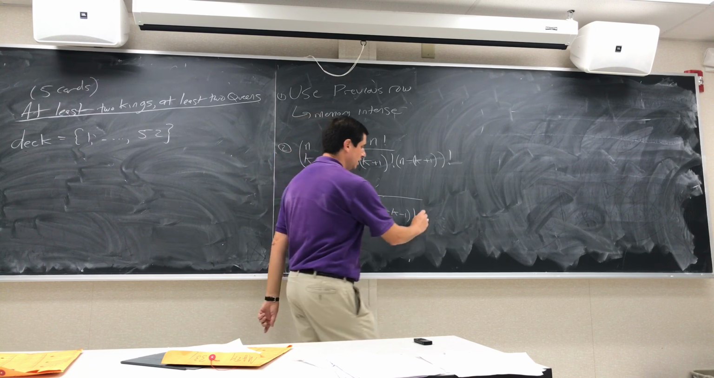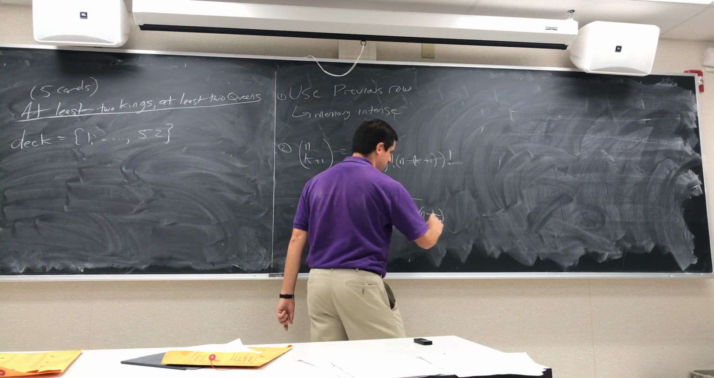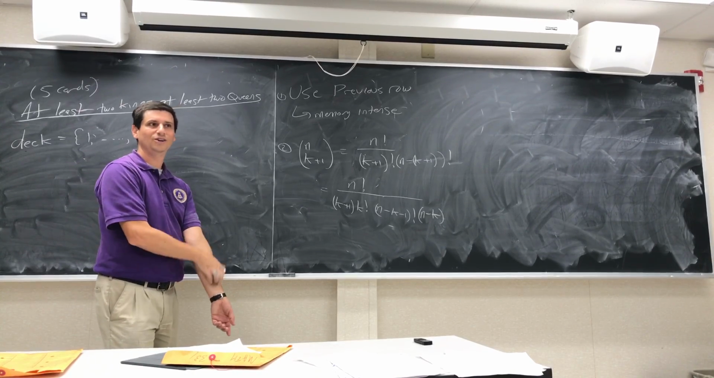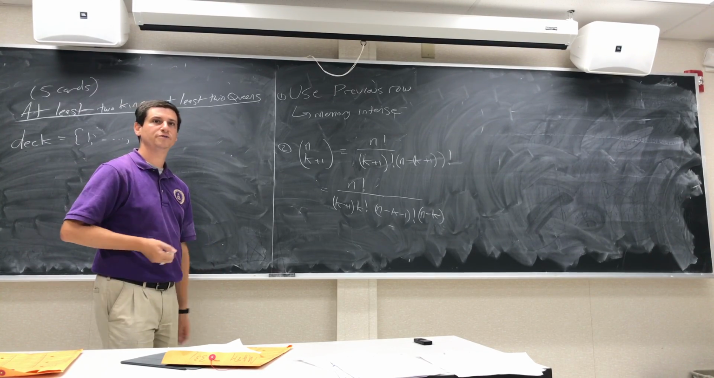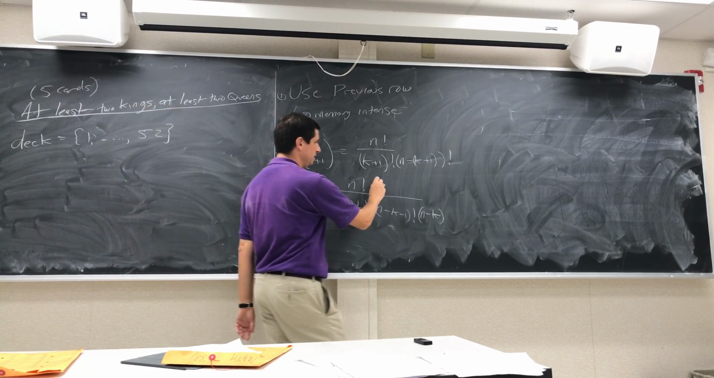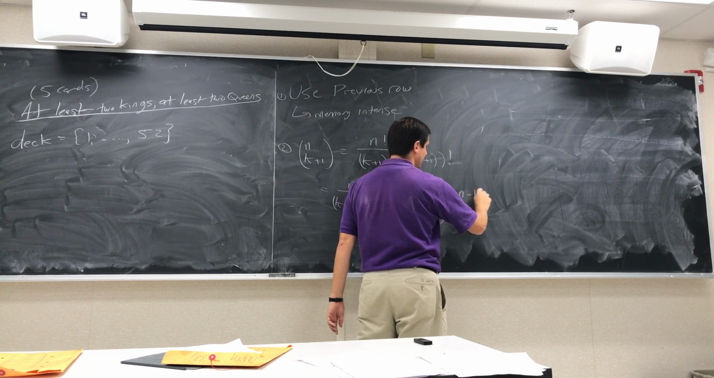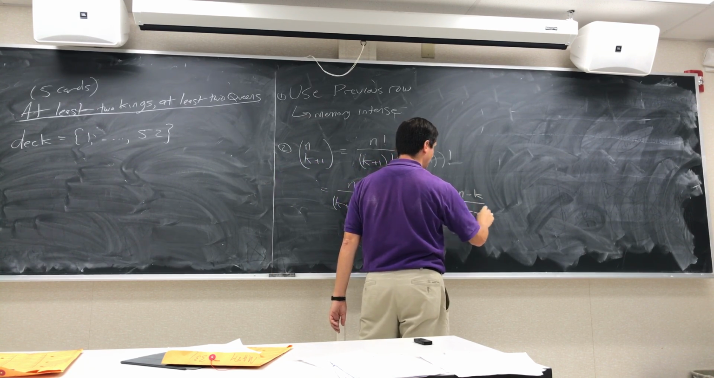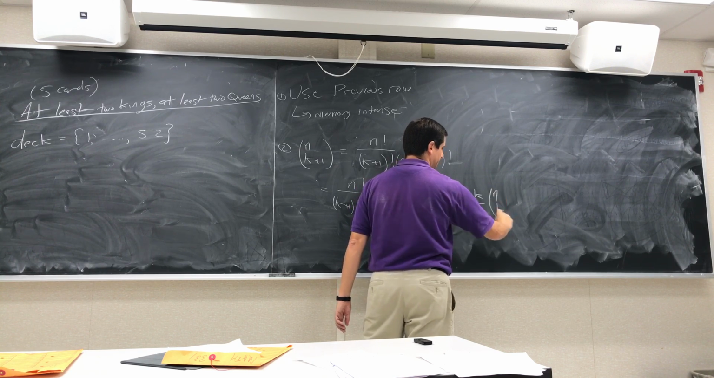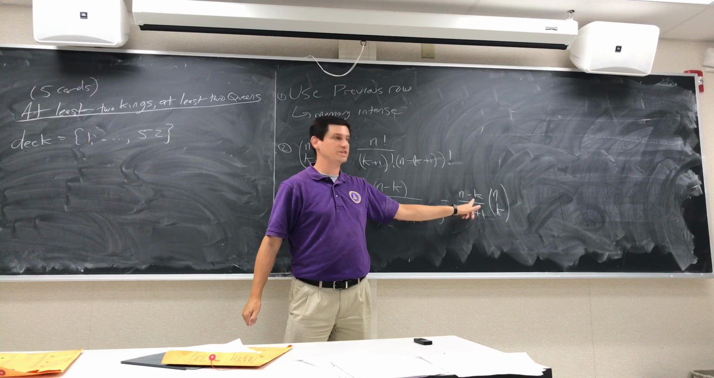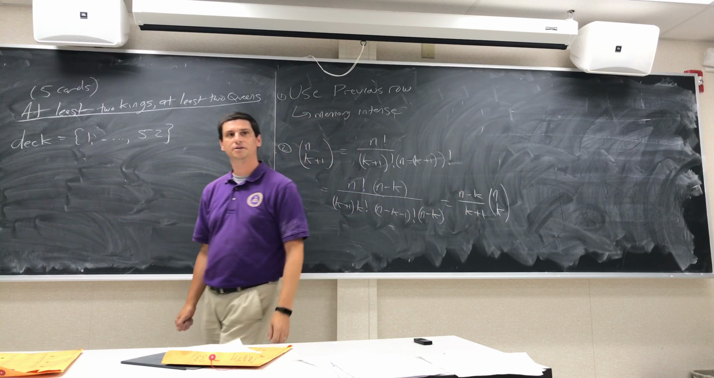N minus k. Can I just multiply the denominator by n minus k? No. If I multiply the denominator by n minus k, what do I have to do upstairs? I have to put in n minus k over here. And now we get n minus k over k plus 1 times n choose k. So if you know a binomial coefficient, then the next one is just n minus k over k plus 1 times that.